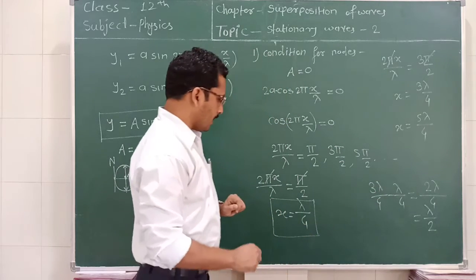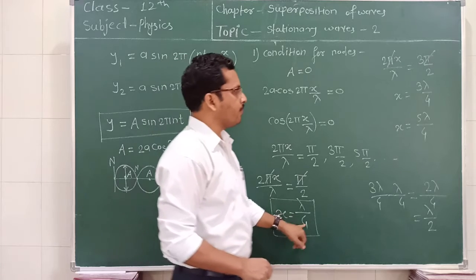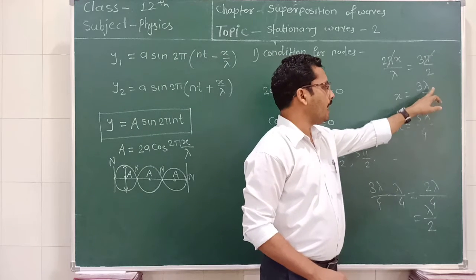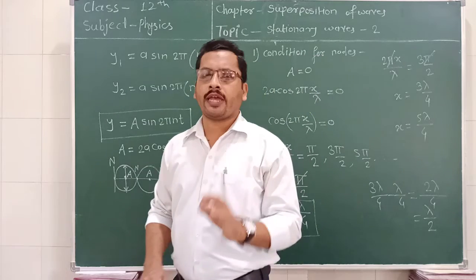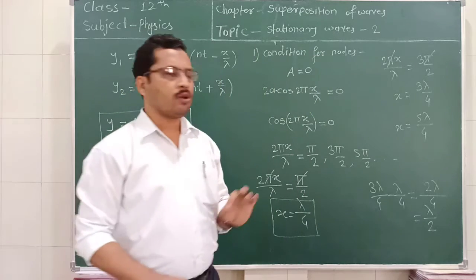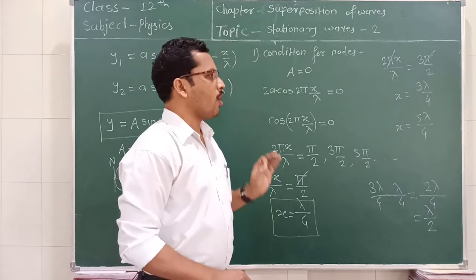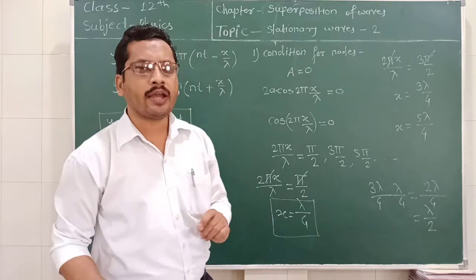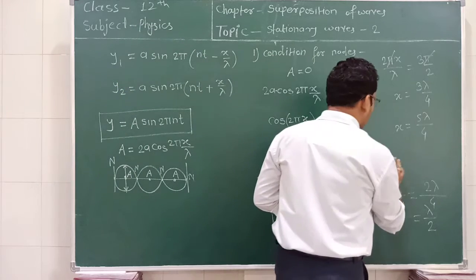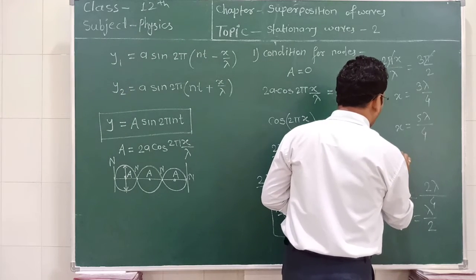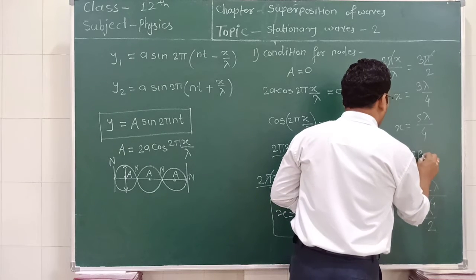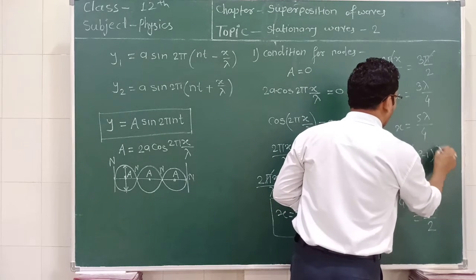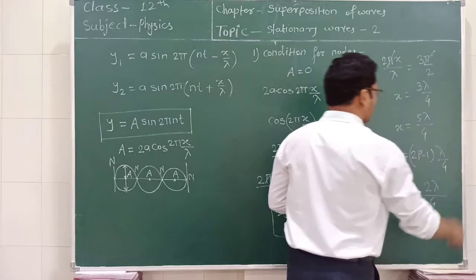If we observe here, x is equal to lambda by 4, x is equal to 3 lambda by 4, x is equal to 5 lambda by 4. If we observe carefully, it is concluded that it is the odd multiple of lambda by 4. Okay, so we can write here where the nodes are formed. The nodes are formed at odd multiple of lambda by 4.